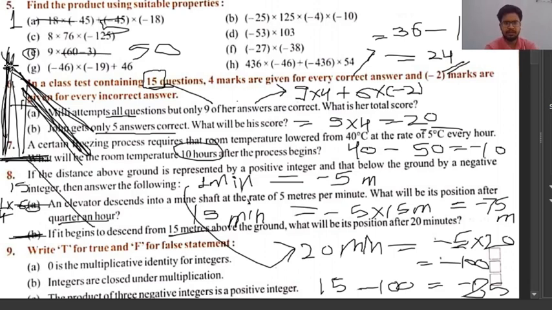Okay, and 15 on the above side and 85 on the below side. So 85, if you are going on the below side, you must represent it by a negative sign. That's why we have used a negative sign here. Okay, I hope you understand.